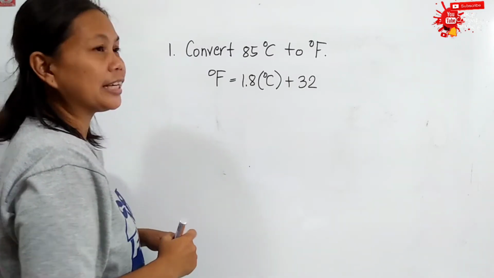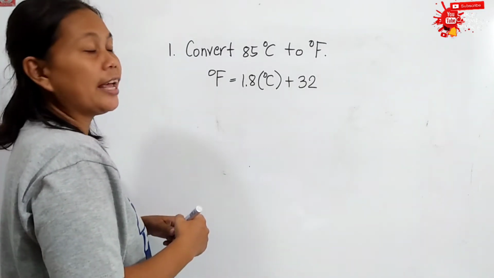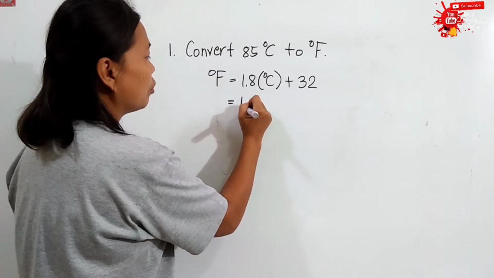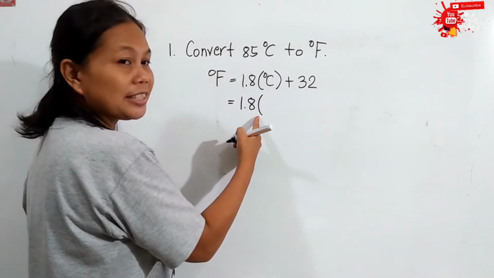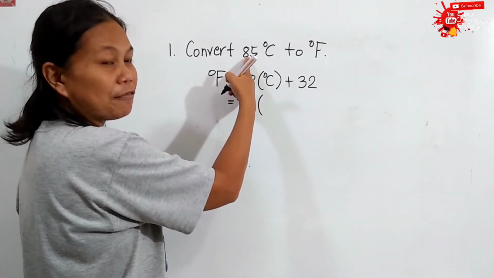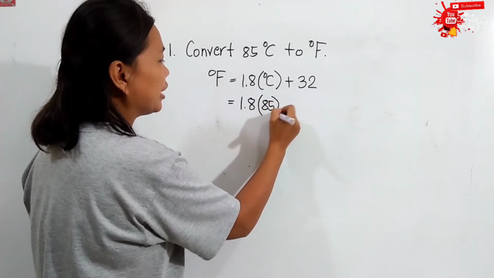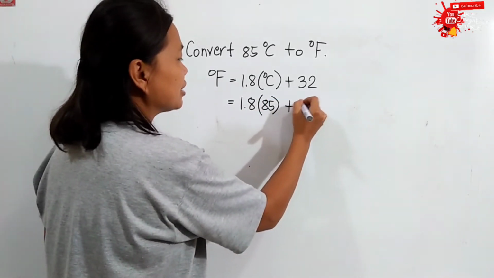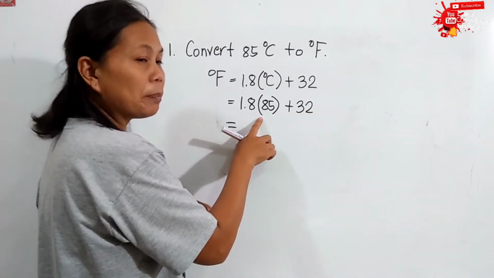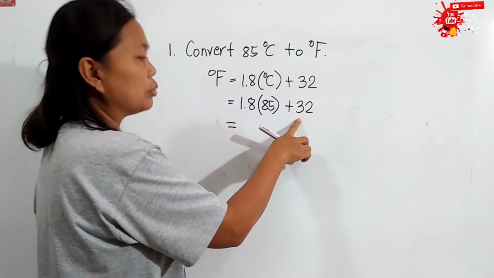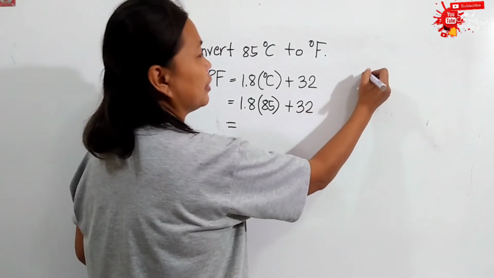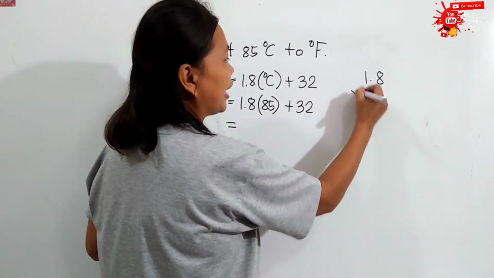Let us substitute the given unit of measure and solve for degree Fahrenheit. We have here equals 1.8 times, parenthesis means multiplication, the given temperature in degrees Celsius, which is 85. So we multiply 1.8 by 85 plus 32. Using the GEMDAS rule, we have to multiply first before we add 32. What will be the product of 1.8 and 85? Let us multiply 1.8 times 85.